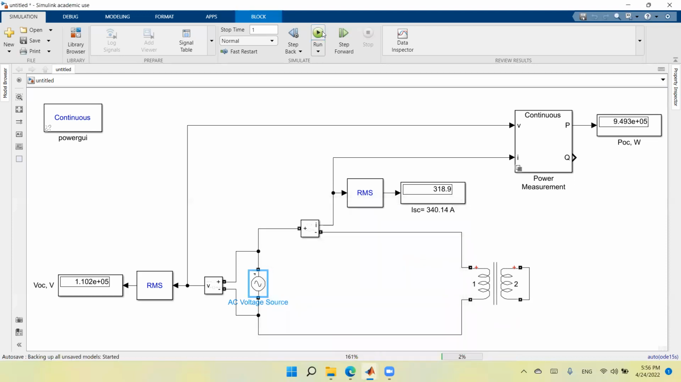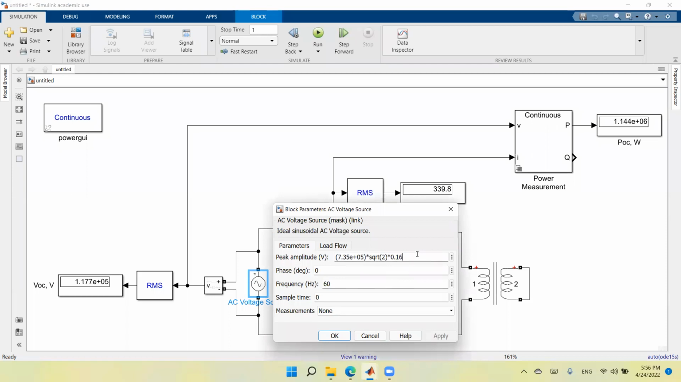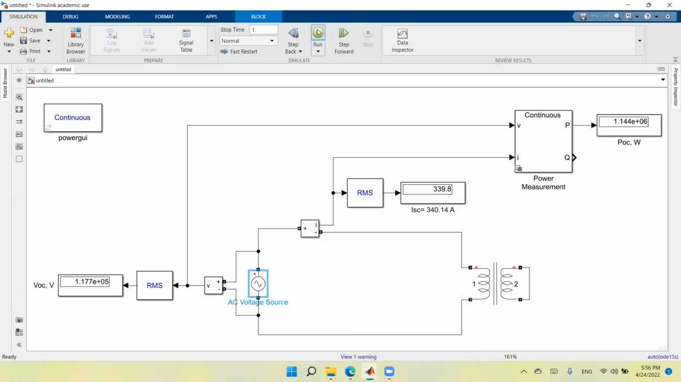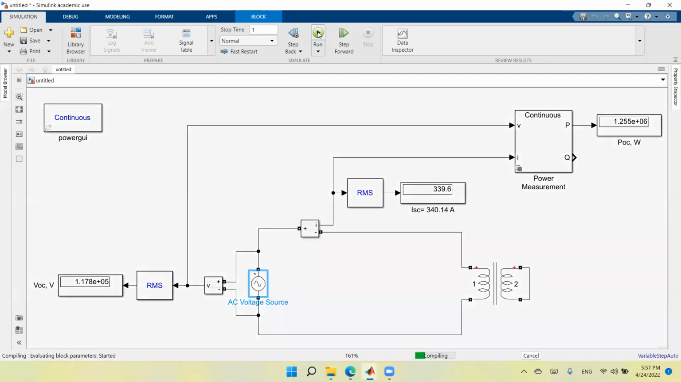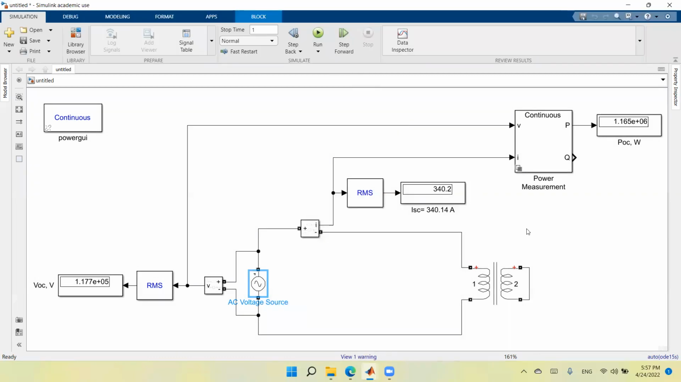Apply, OK. And I see that I'm very close to the current. So let me add another 0.055. It will be a little bit more than 16% of the rated voltage, and I will run the circuit again. I see that I'm still behind the 340, but very close. So we can increase a little bit more. Let me do this as 6 here. Apply, OK, and I run the circuit again. I see that I have 340.2, which is very close to 340.14.